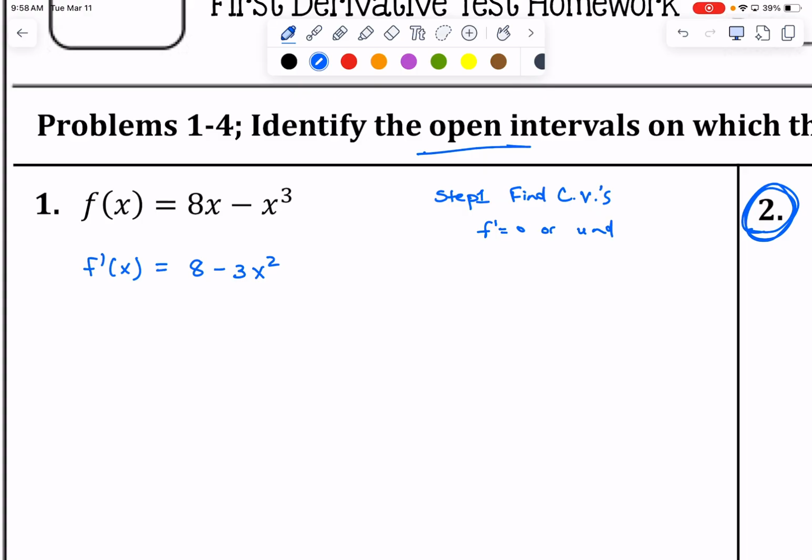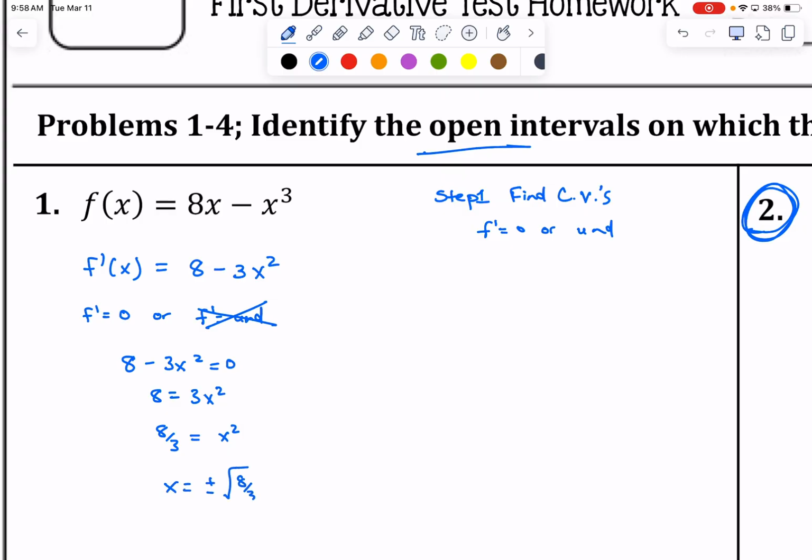All right, now we set it equal to what? 0. You don't have to worry about it being undefined. I'm going to write it every time, but I'm going to cross that out because it is a polynomial. So all I have to worry about is 8 minus 3x squared equals 0. Solve for it. I moved the 3x squared over, so we have 8 equals 3x squared. Divide by 3: 8 thirds equals x squared. So x is equal to plus or minus root 8 thirds.